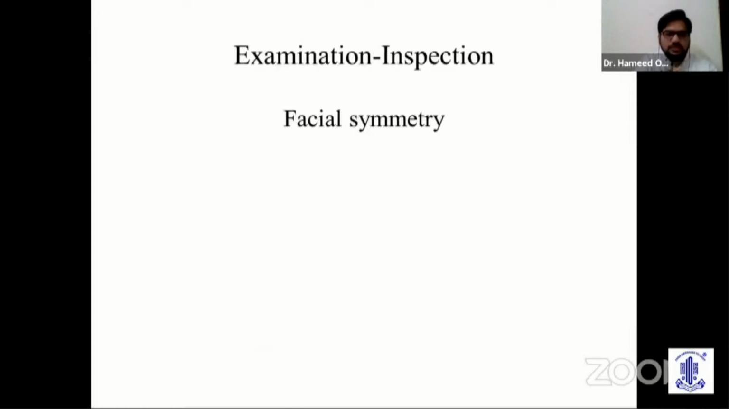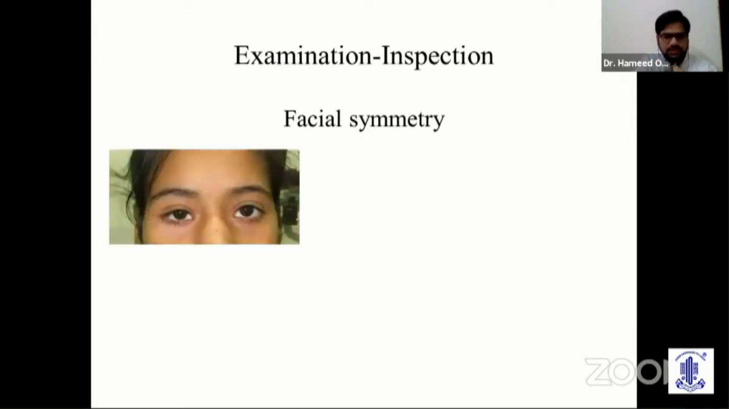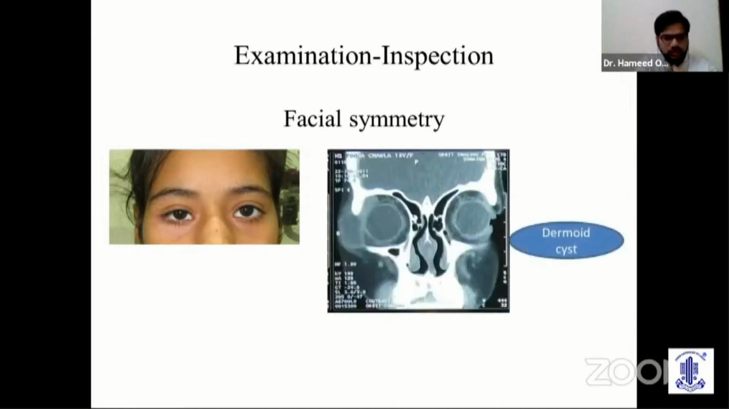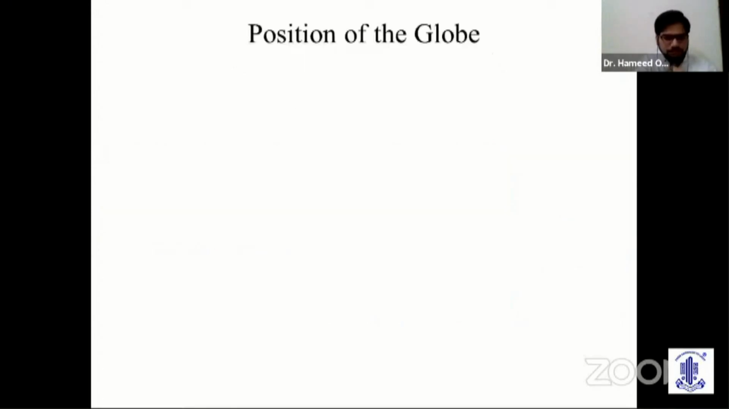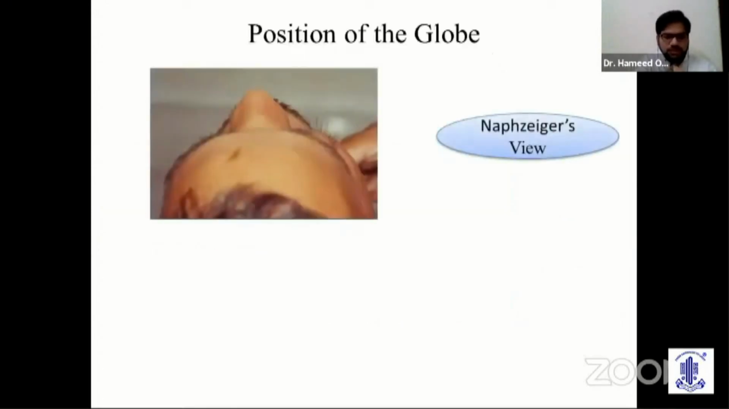Coming to the inspection, you need to look for the facial symmetry. Like in this patient, you can see there's a fullness in the temporal fossa with narrowing of the horizontal aperture. This is a case of a dermoid cyst. And you can also come across fullness in the temporal fossa in cases of sphenoid wing meningioma and metastatic neuroblastoma. Then you look for the position of the globe.